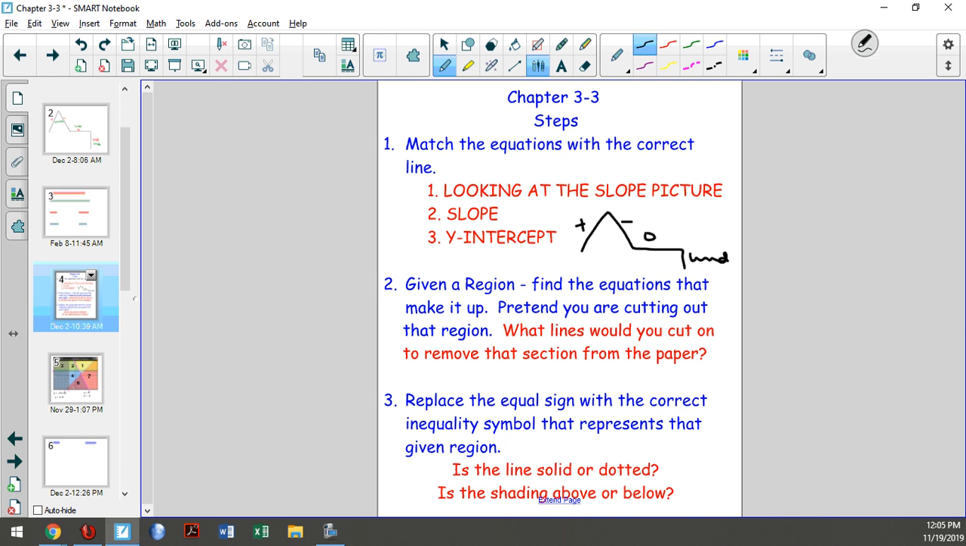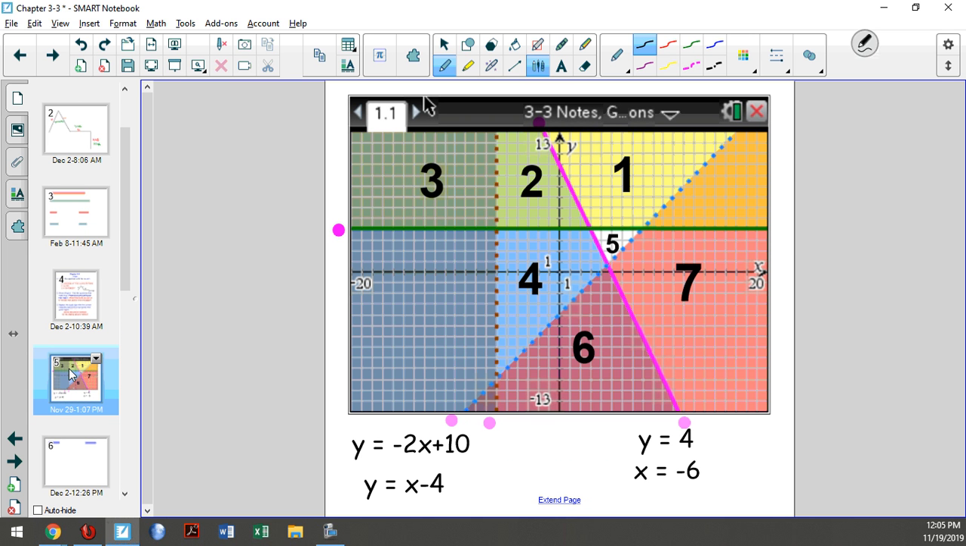You with me? Then you're going to replace the equal sign with an inequality symbol by asking yourself those 2 questions. Is the line solid or dotted? And is the shading above it or below it? Yes? So here we go. The very first thing I want you to do is to tell me. Somebody raise their hand and tell me which line goes with which equation. Pick an equation and tell me the line that it goes with. Anyone?